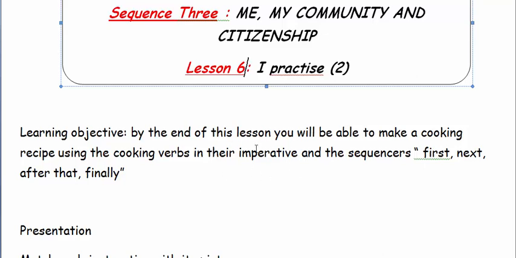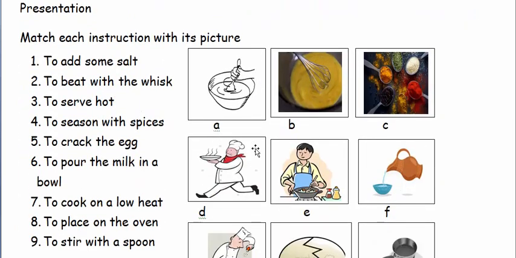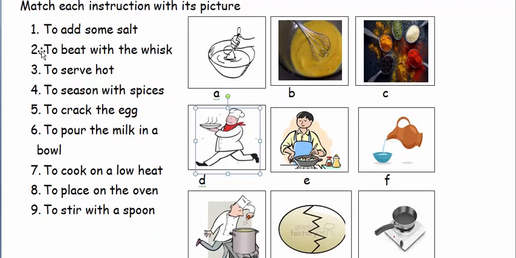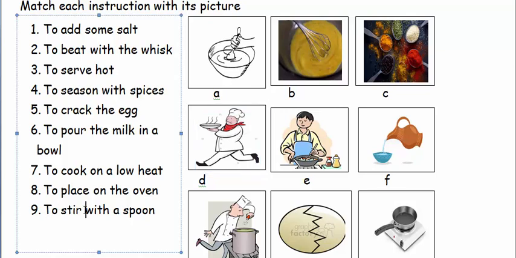So the imperative, you are familiar with this word. We have already explained this form of imperative. So let's start with the first step. I want you to match each instruction with its picture. So these are the 9 instructions on how to cook. So instructions, in this form it means how to cook. So what is the way to cook?